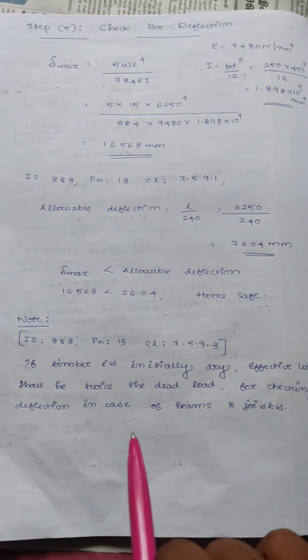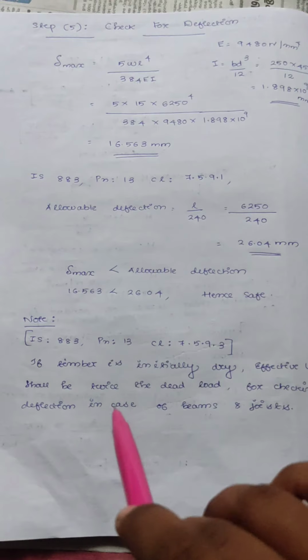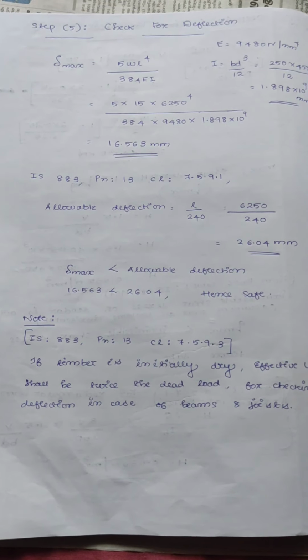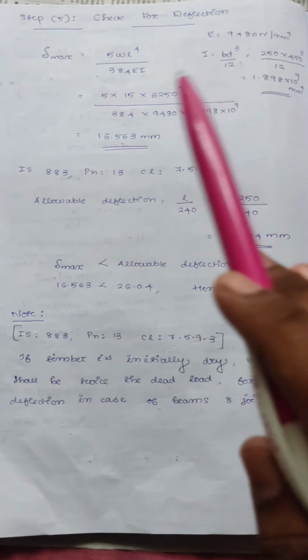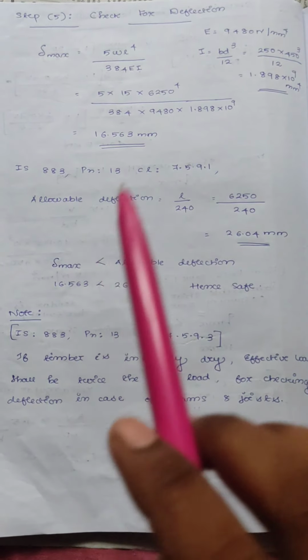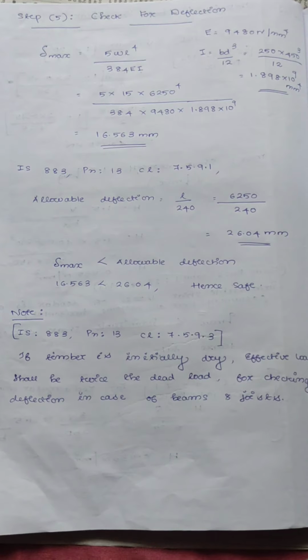So next is the check for deflection. For a simply supported beam with UDL, the equation for deflection is 5WL raised to 4 by 384 EI. We know all the values, and I we will find out by BD cubed by 12, and E will be given as 9480 Newton per mm square.